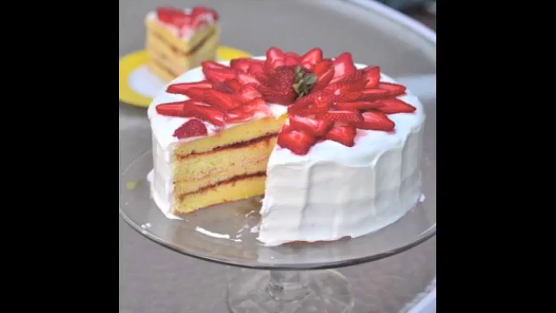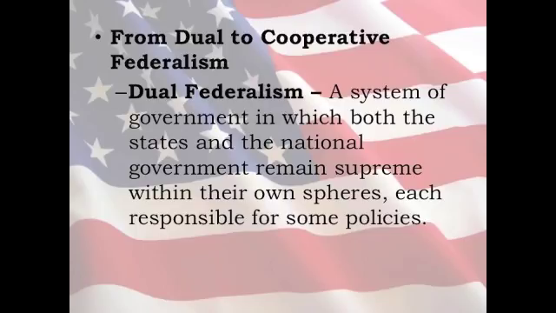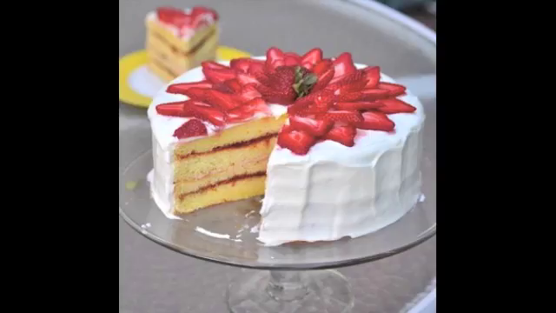The analogy of layered cake federalism is often used to describe dual federalism because the powers and policy assignments of the layers of government are distinct, as in a layer cake. And proponents of dual federalism believe that the powers of the national government should be interpreted narrowly. Dual federalism looks like a layered cake.